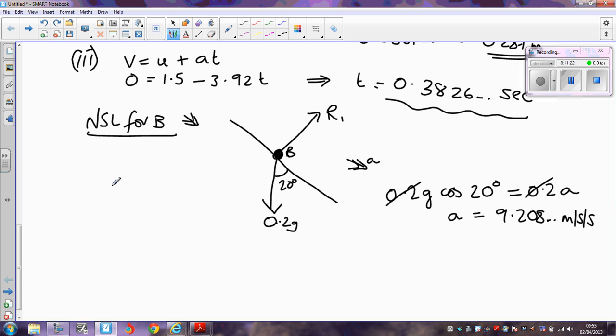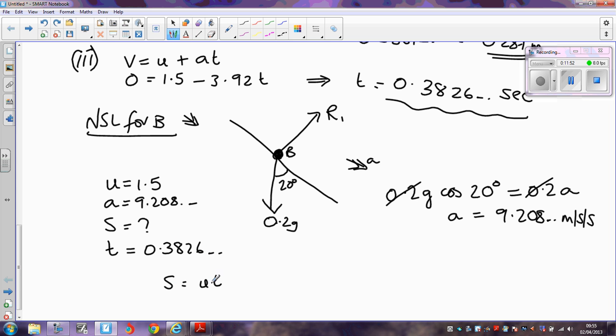Now it becomes quite trivial. We know that the initial velocity, this is the period that we're looking for, was 1.5. That was when the string broke. Final velocity we neither know nor care. The acceleration though is 9.208 down the slope. The distance travelled, well, that's what we're trying to find, and we know that the time, because it's the same as the time taken for A to come to rest, is what we found up here. So that's the 0.3826 seconds. So I can now use s equals ut plus half at squared.